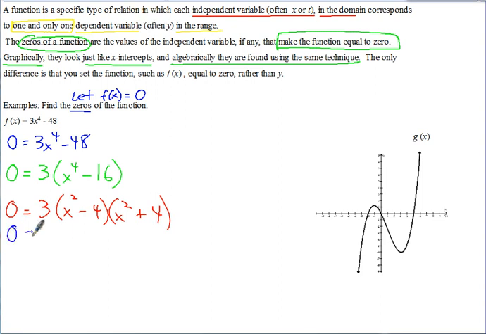And this factors a little bit further. You've got another difference of perfect squares, x squared minus 4. What squared gives you x squared? That would be x. This first one. What squared gives you 4? That would be 2. Again, 1 is minus, 1 is plus. But x squared plus 4, that's a sum of perfect squares. That does not factor any further.